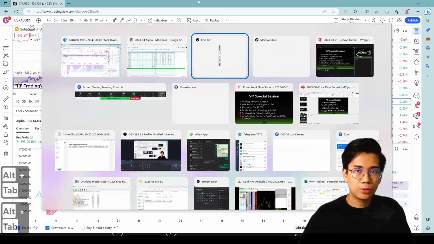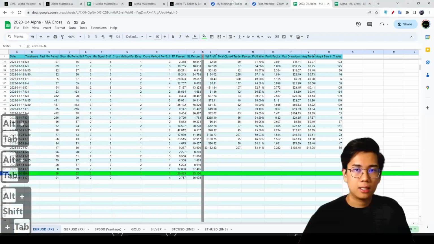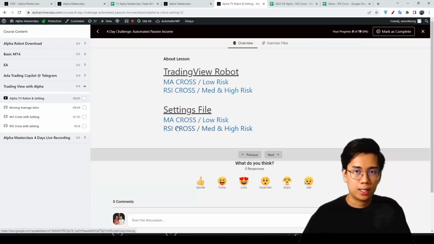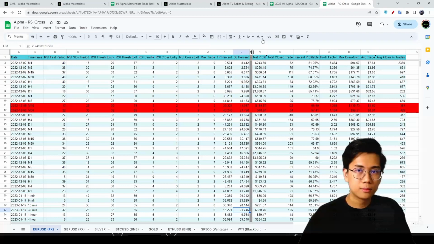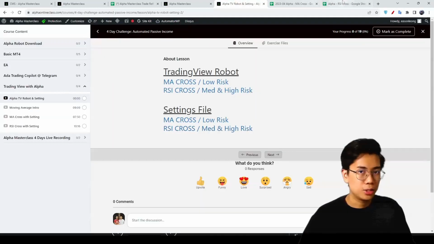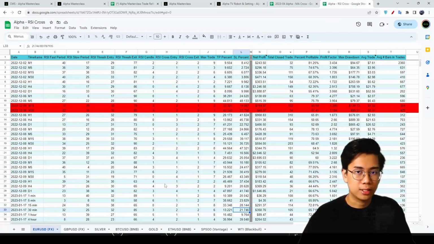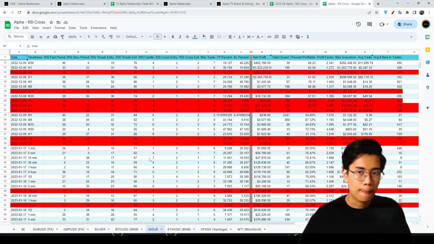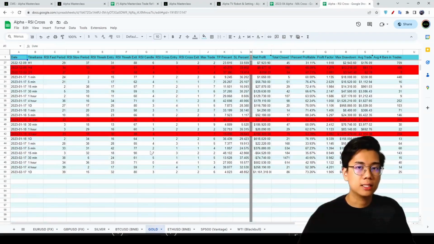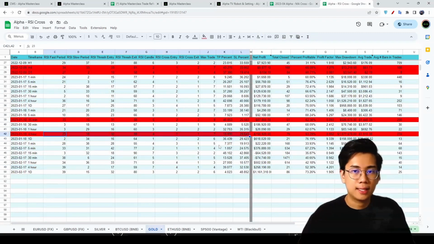What we can do is that in the membership, you can get RSI cross as well, which is this one. When you click that, you will end up at this Excel sheet. Just change to the market that you want to trade, like me right now, gold. Search for a market that is good, meaning the settings are the latest one. You can see the date of the settings. Don't choose the one that is in red. Usually red is not performing already. We will be deleting that.